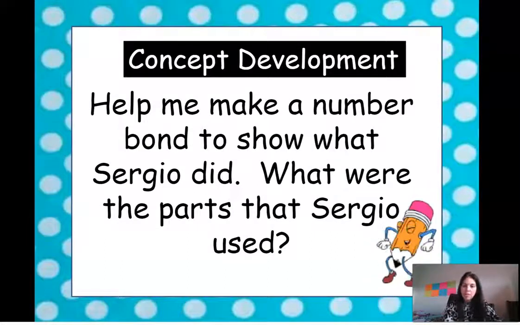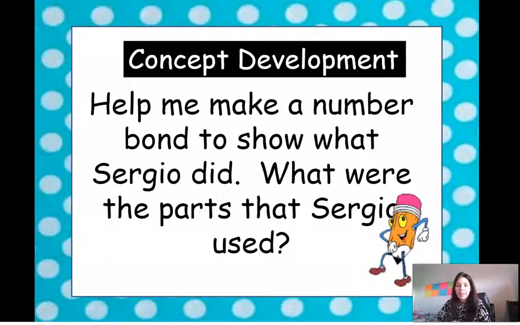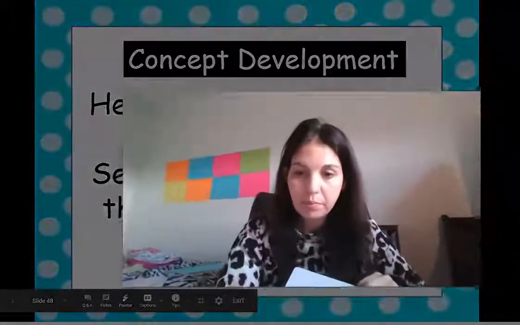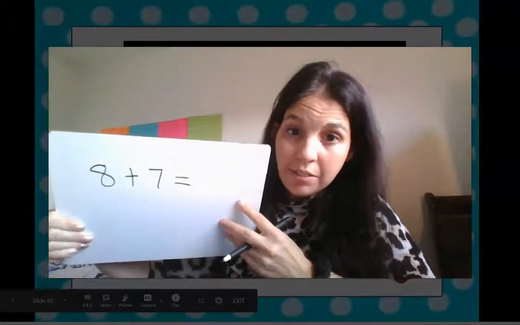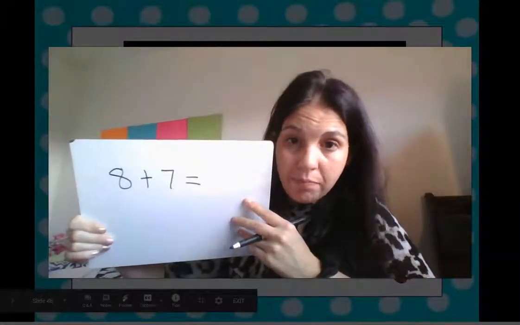We're going to make a number bond to show 8 plus 7. So go ahead and write 8 plus 7 on your paper or your board. And we're going to break it down just like we did, and we want to make a 10. I've got 8 plus 7. Did you write this down? Write it down. Pause the video if you need more time, okay?